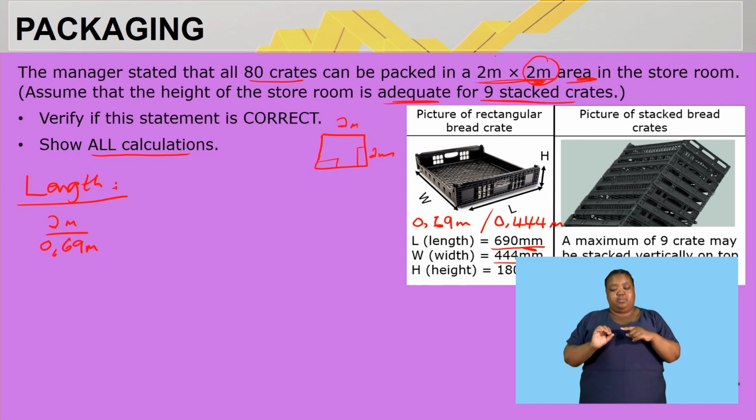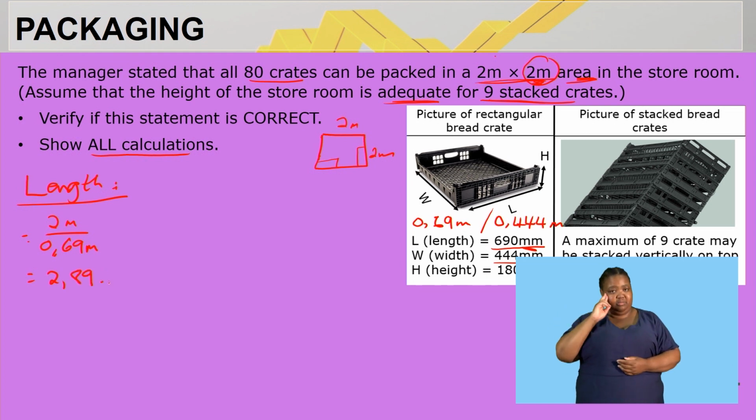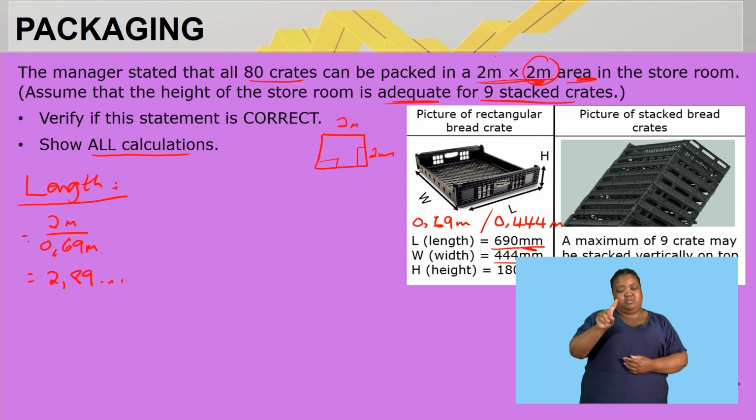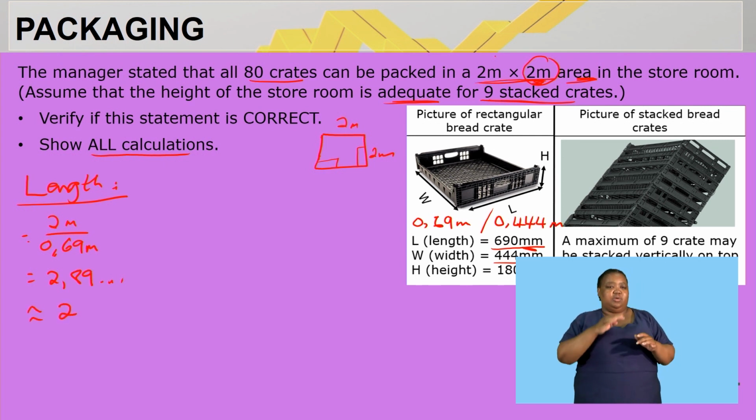Guys, are we clear? So 2 divided by 0.69 will give us an answer of 2.89 followed by a few other numbers. Remember what did we say? We round downwards. So that will be 2 can be stacked in terms of the length of the room.